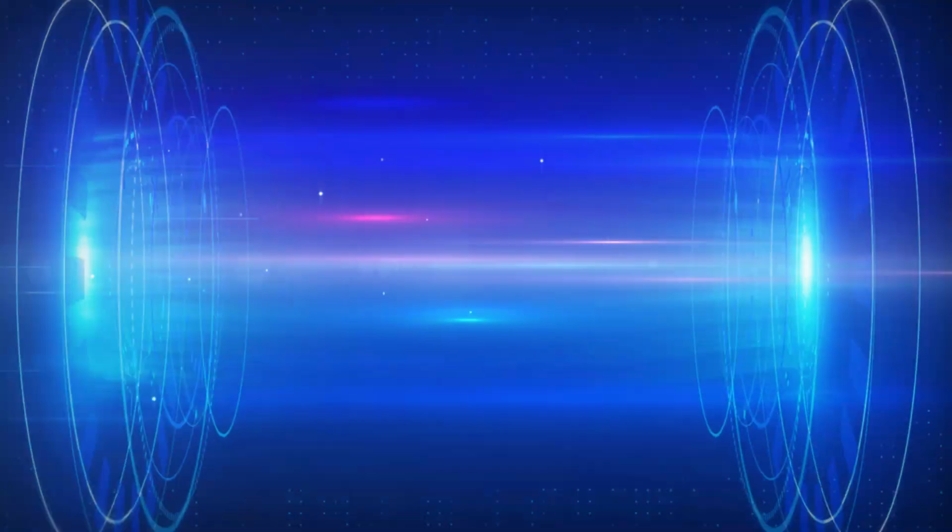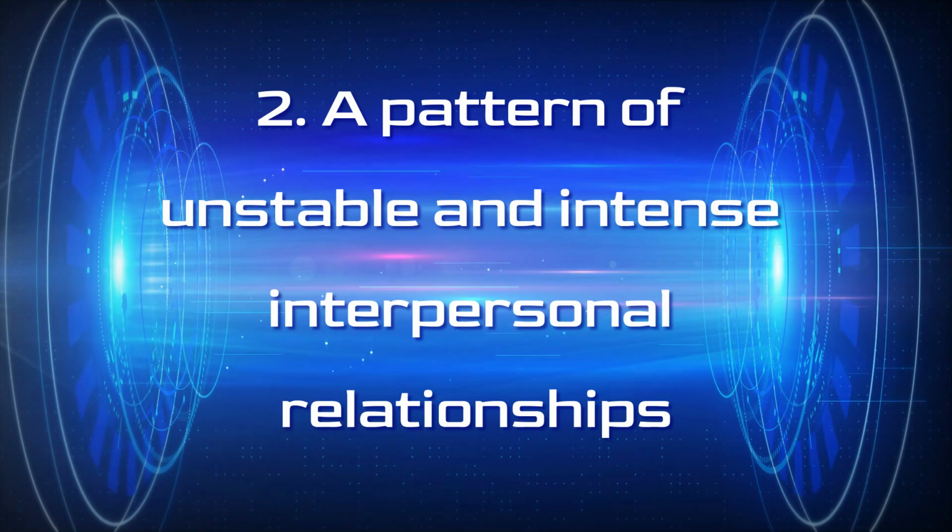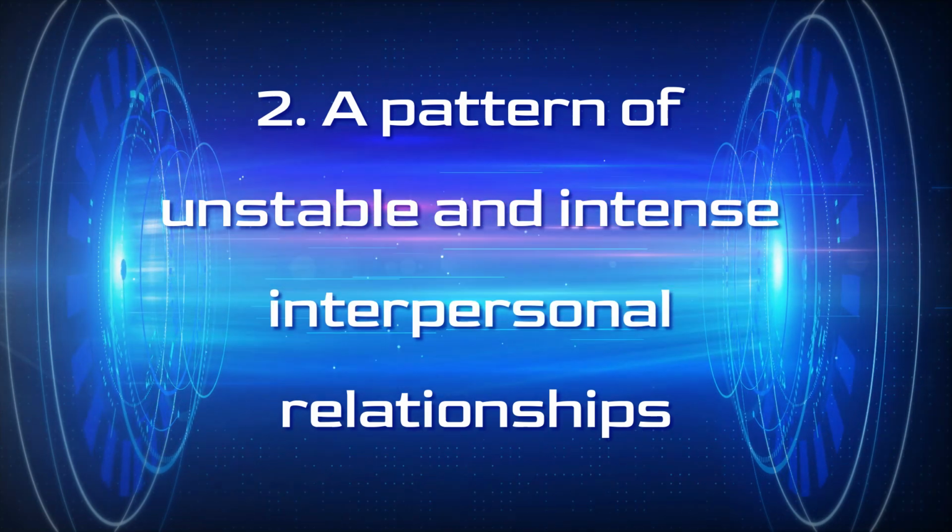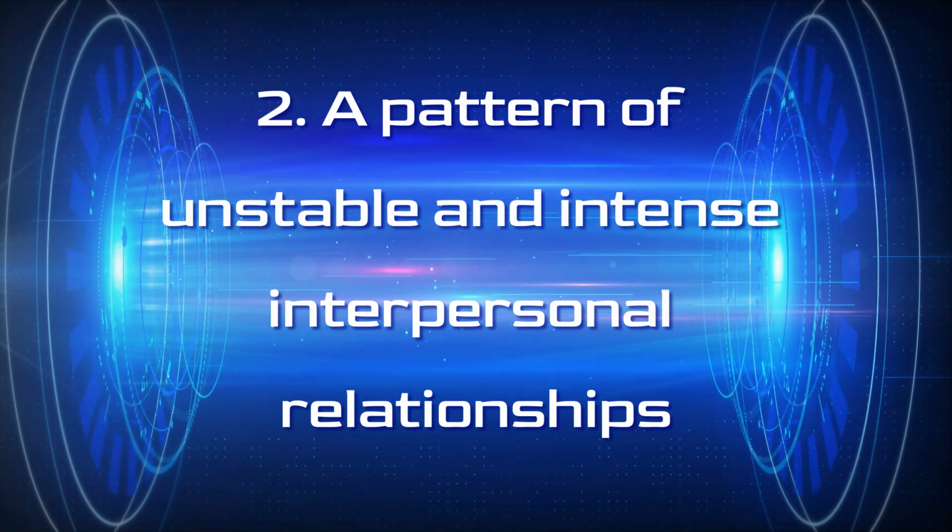The second one is a pattern of unstable and intense interpersonal relationships characterized by alternating between extremes of idealization and devaluation. And that's that all good, all bad type thing, which is quite extreme.